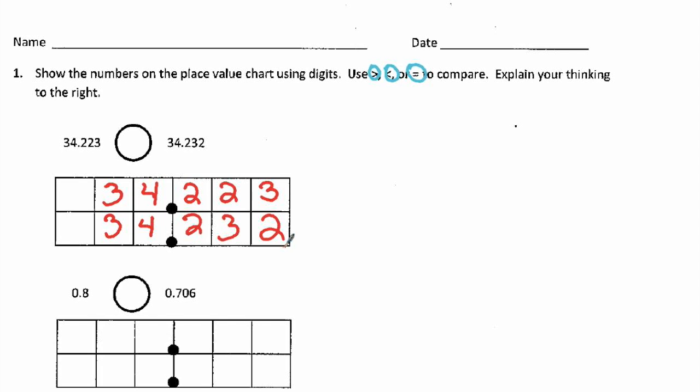Where am I going to start? When I compare these two numbers, where should I start? At the 3. Start at the beginning. Compare the two numbers. Are they the same or are they different? Everybody. What do I do now? Go to the next number. Are they the same or are they different? Same. Then what do I need to do?